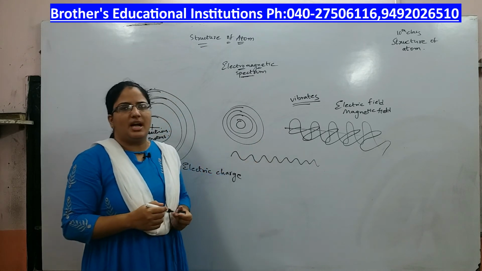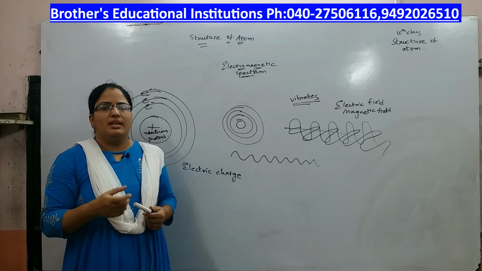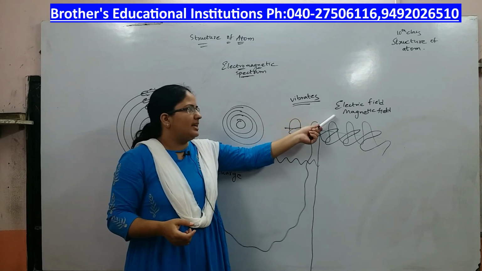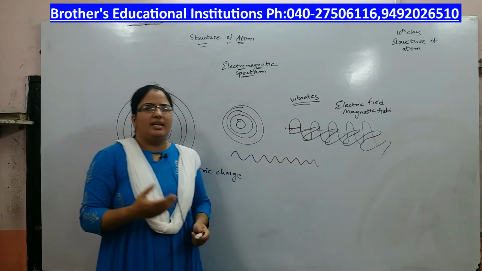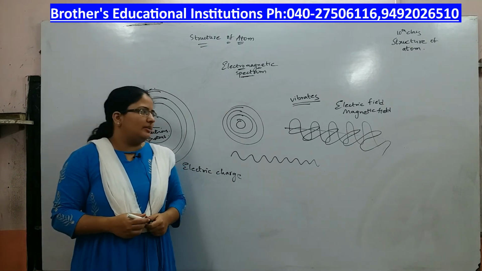Whenever an electrically charged particle vibrates, it creates a changing electric field. A changing electric field creates a change in the magnetic field. So a wave is created in which the electric field and magnetic field are both perpendicular to each other.